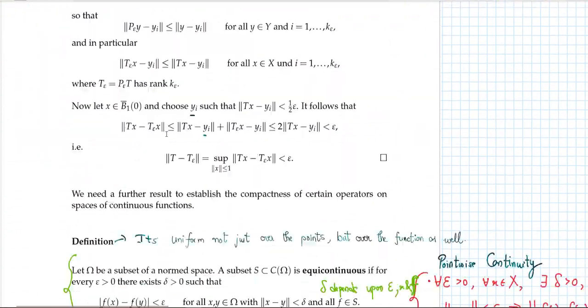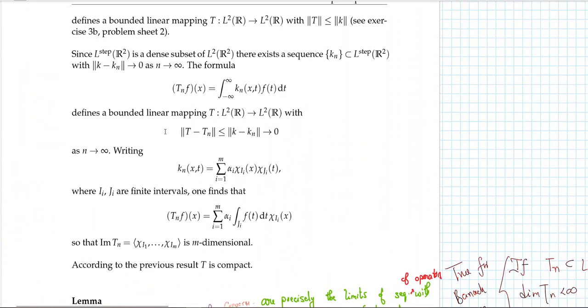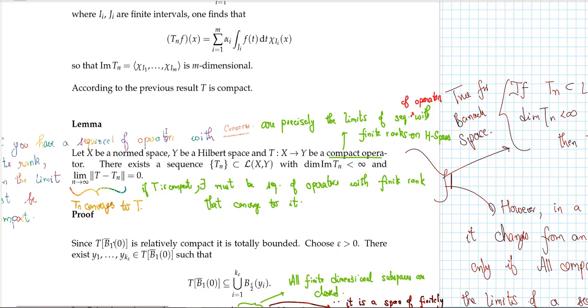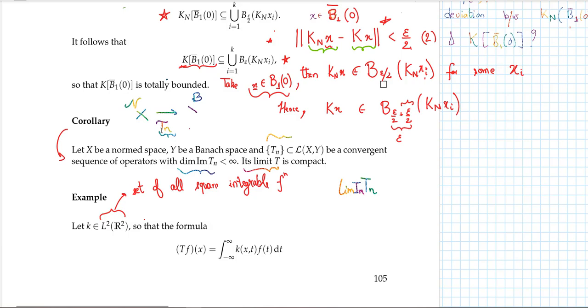So today we're going to see compact operators and some properties, theorems and corollaries of compact operators. So I'm going to start with a lemma or a corollary. So let X be a norm space, Y be a Banach space, and Tn from X to Y, that is the set of bounded linear operators from X to Y, be a convergent sequence of operators such that the dimension of image of Tn is less than infinity.